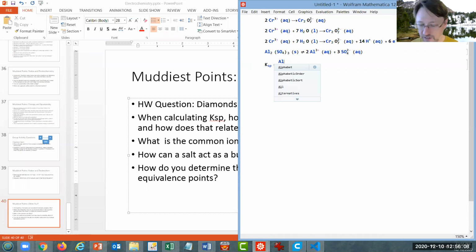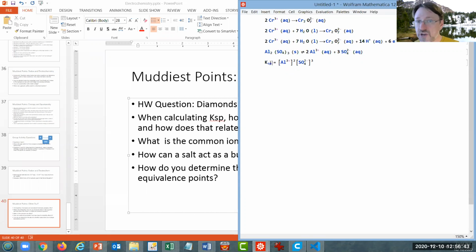So it's Al3+ squared, because there are two of them, times SO4 2- cubed, because there are three of them. And in the denominator, you would put this if it were aqueous, but it's a dissolution reaction, so it doesn't go in there at all. So that is your equilibrium constant.